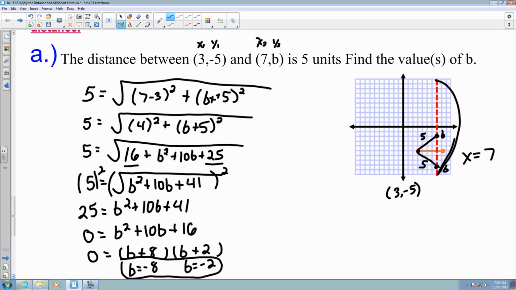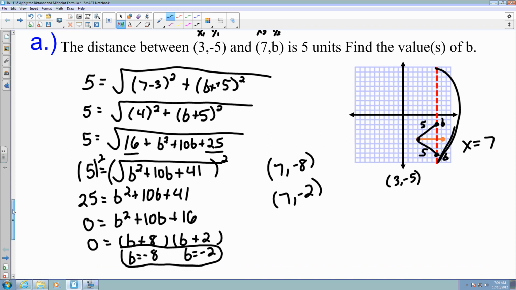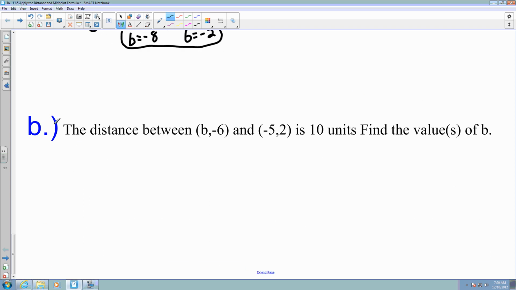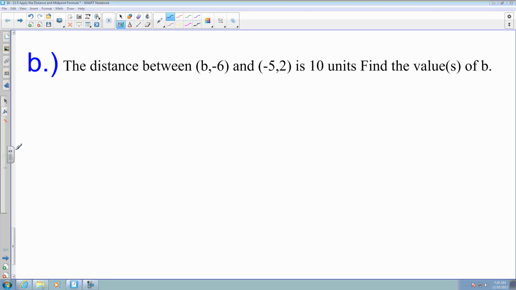So the coordinates, if we have 3 comma negative 5 and a distance of 5, it'll be 7 comma negative 8 and 7 comma negative 2 that will give us that result. So let's see, let me give some room for this one, just like I did for that. So now, same thing, I have a distance between (b, negative 6) and (negative 5, 2), which the distance is 10. I need to find the values of b.